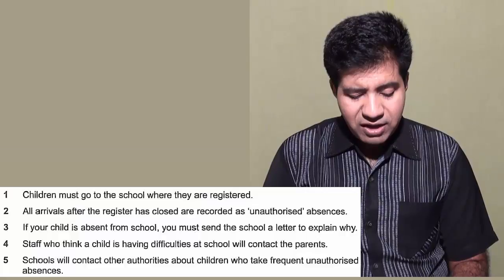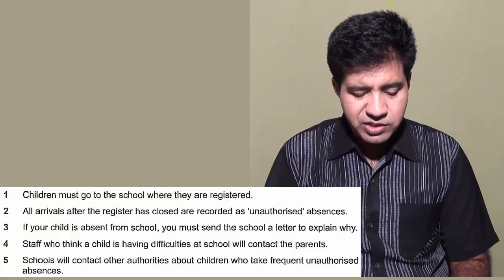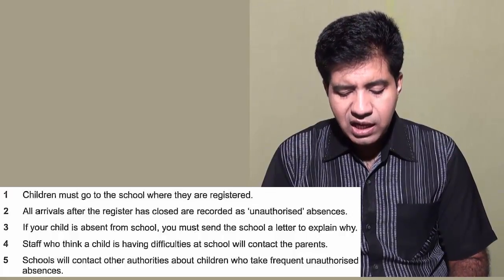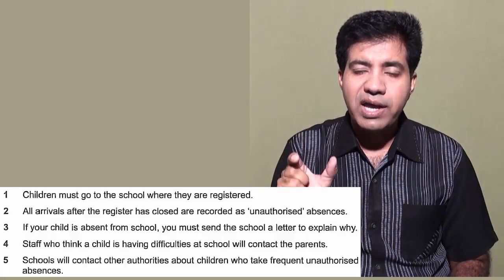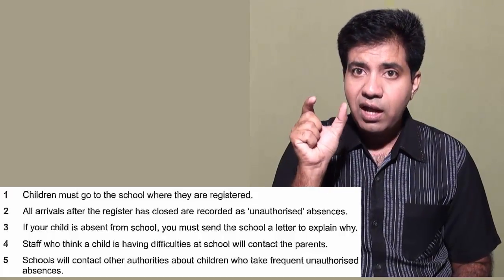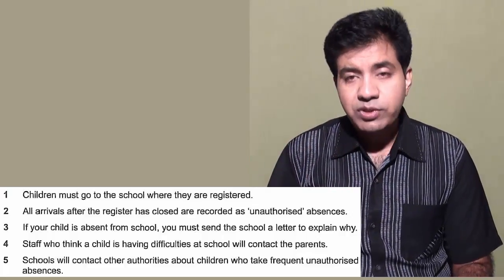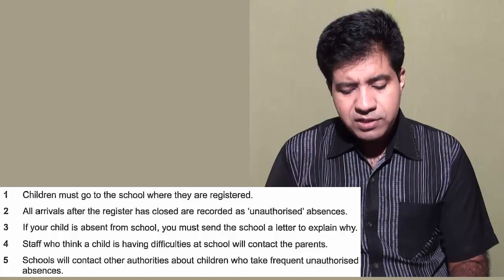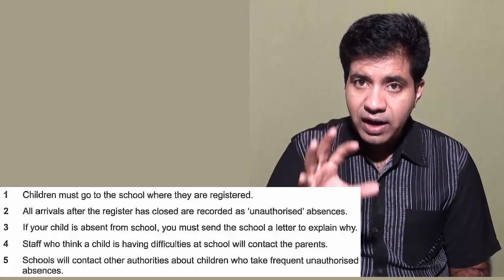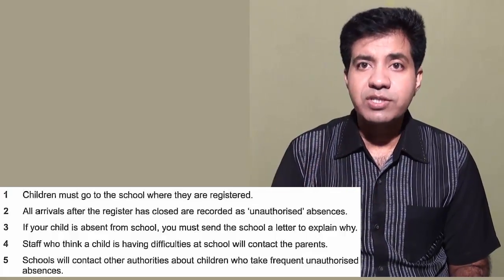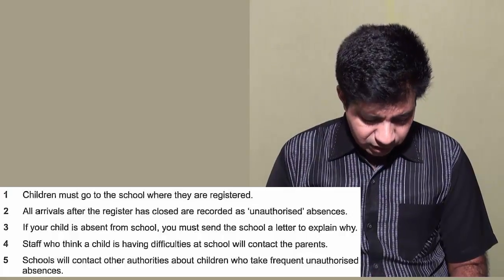Question 2. All arrivals after the register has closed are recorded as unauthorized absences. Now you need to underline unauthorized absences. When you underline unauthorized, you have to see where unauthorized is. First you find unauthorized, then you see whether they say anything that all arrivals after the register has closed are recorded as unauthorized absence. If they write about that, then it's going to be true. If they don't say that, then it's going to be false. So let's see, we'll find unauthorized and all that.